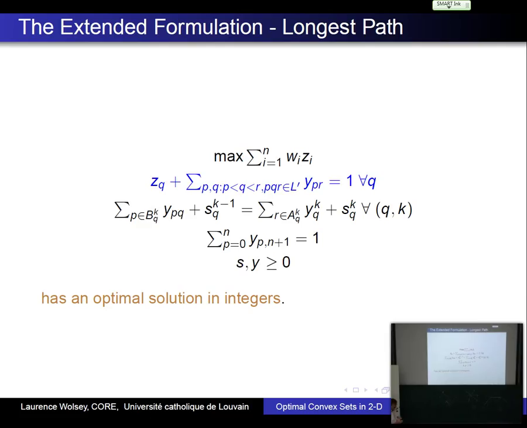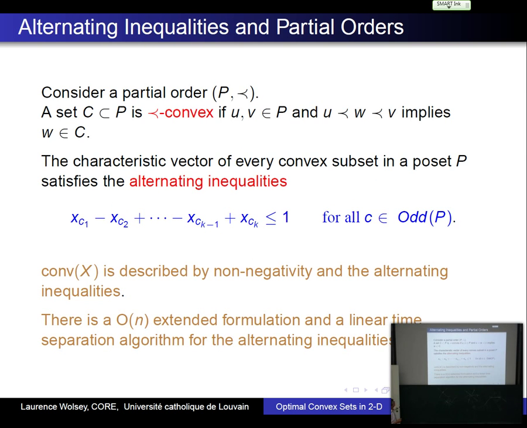And just to go back to the original problem, the alternating sets: two dimensions doesn't seem to be the right extension, but partial orders obviously are. If we go to partial orders and call a set convex if it's an intersection of an up set and a down set, it's very easy to show that alternating inequalities for odd-length increasing sets are exactly what you need to get the convex hull again.